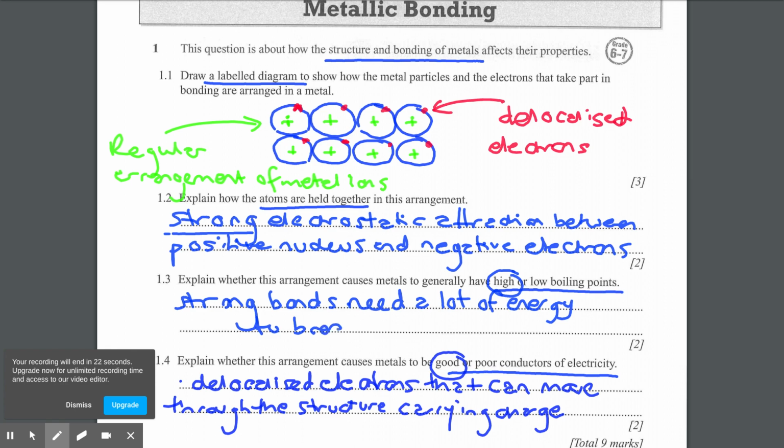Okay, so if you can set up the initial diagram properly and understand what's happening in metallic bonding, you can then go through the individual questions, explaining them as you go.